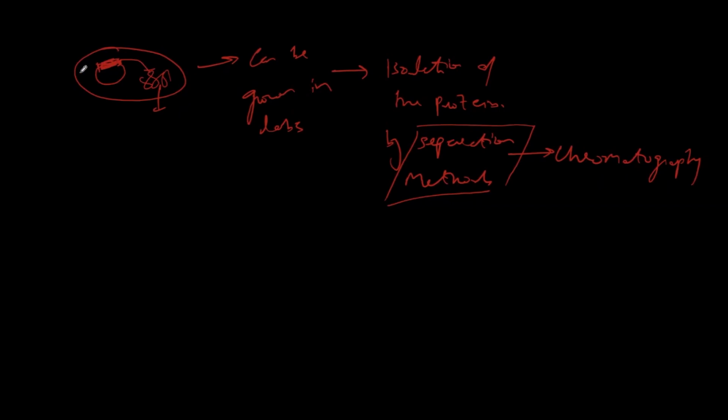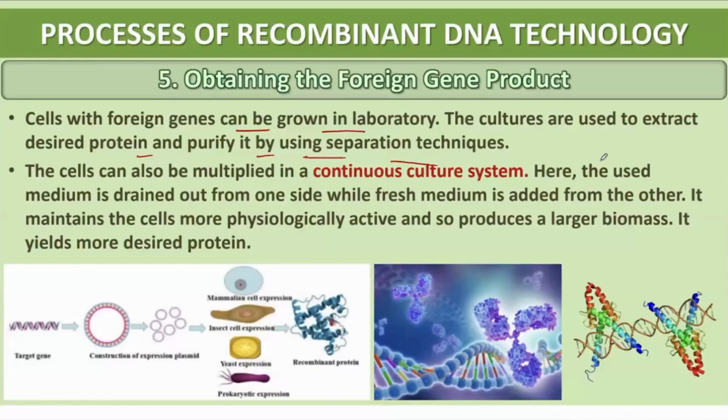So once we transform a gene of interest into a cell, and if the cell is suitable enough to express our protein, then we have to lyse the cells, and then purify our protein by a separation method, that is chromatography. Now, so this is done. So this is called chromatography.